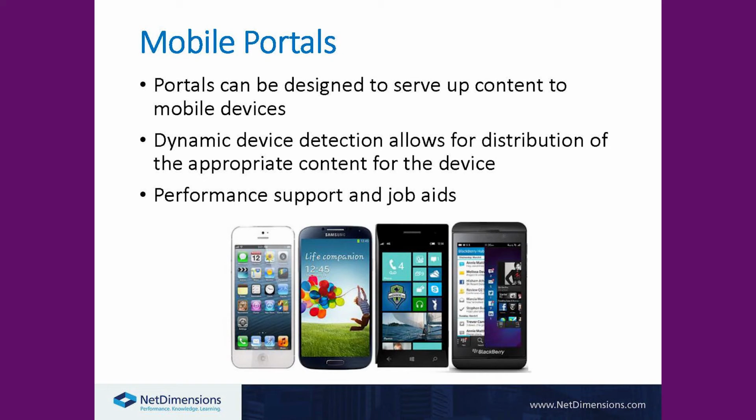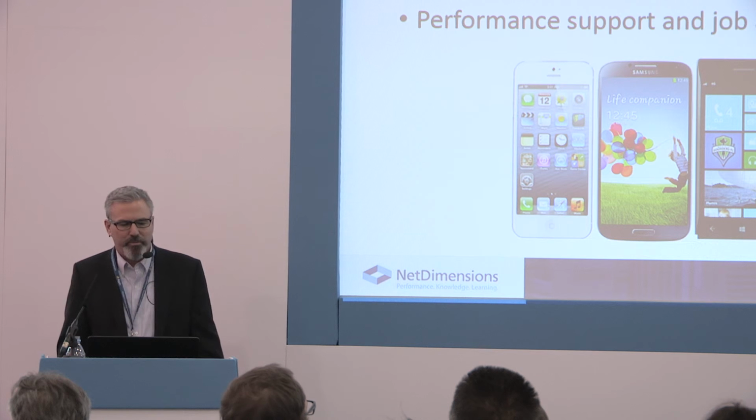Portals support mobile as well, and as you can imagine, certain content that would be provided on a portal might not be appropriate, say, for a mobile smartphone. So what we do is we use device detection to understand what type of format we're going to be serving the portal content up on, and then just make our adjustments dynamically. So in this case, we might just serve up the reference resources to provide that performance support that would often be helpful with using a smartphone.